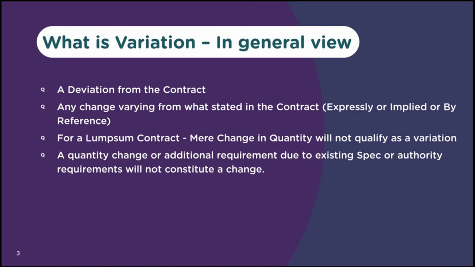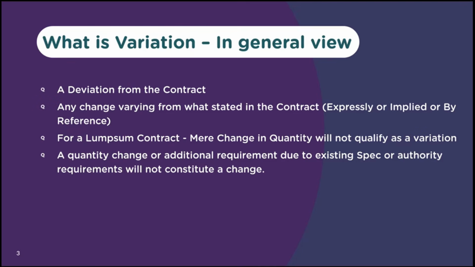So you might be confused. What are these express, implied, or reference terms? Guys, if you open the contract, whatever you can physically see, whatever is physically written, that is called expressly stated. Your drawings, your specifications, your BOQ, you can see physically, you can touch those documents. Those are the express terms in a contract.